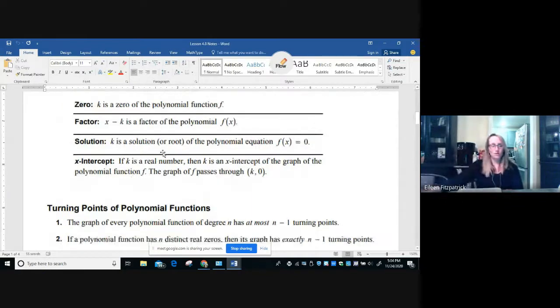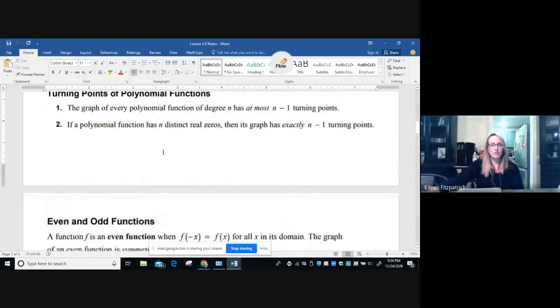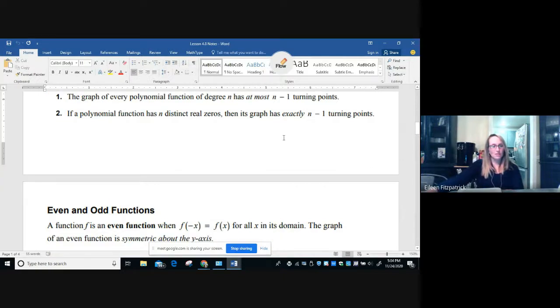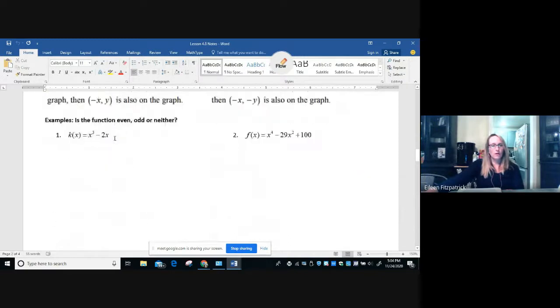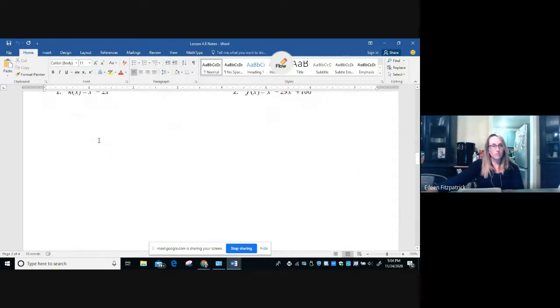of the function. All right, turning points of polynomial function. The graph of every polynomial function of degree n has at most n minus 1 turning points. If a polynomial function has n distinct real zeros, then its graph has exactly n minus 1 turning points. And then this is, again, your even and odd functions, which we'll talk more about once we do an example. Oh, actually, I guess that's the first example we're going to do. My notes are a little bit out of order than what I was expecting, but that's okay.